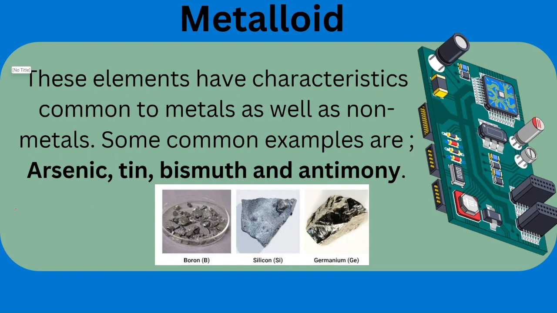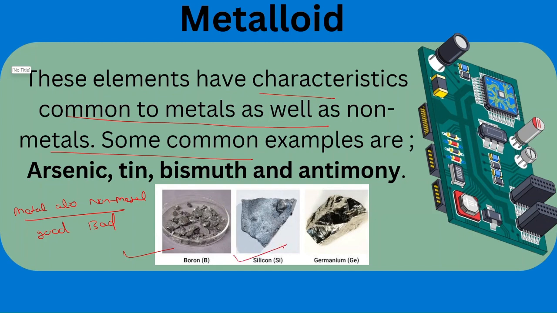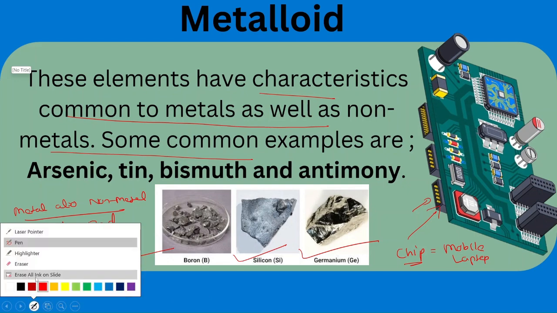Next, metalloids. A metalloid has properties of metals as well as non-metals, meaning it exhibits both: it can be a good conductor and also a bad conductor of electricity. So these elements have characteristics common to metals as well as non-metals. Some examples are boron, silicon, germanium. Are you able to see this? This is something called a chip, used mostly in mobiles and laptops, and this chip is made up of what? Metalloids. Also arsenic, bismuth and antimony.